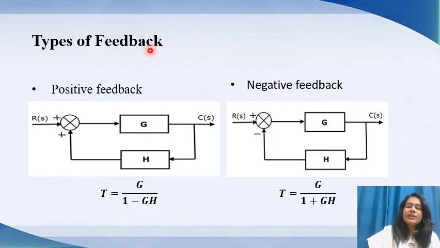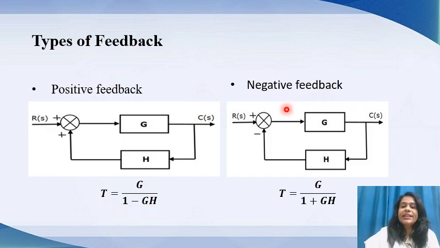Types of feedback. There are two types of feedback: positive feedback and negative feedback. Positive feedback, the set point and output values are added together by the controller as the feedback is in phase with the input, and effect of the positive feedback is to increase the system gain, and so T equal to G upon 1 minus G of H.